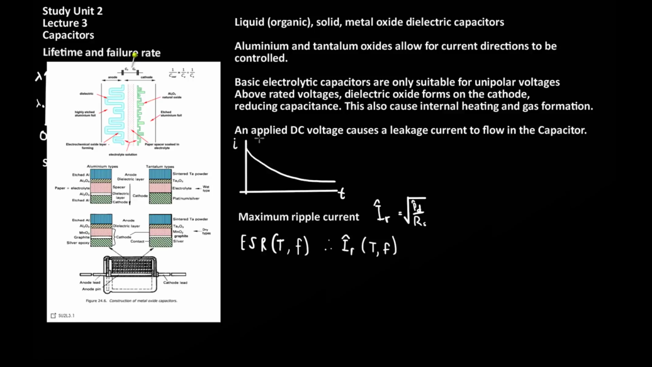Another property of capacitors is that an applied DC voltage will cause some leakage current to flow in the capacitor. Shown here is a graph of what typically happens with time. Once the capacitor has a voltage across its terminals, there will be some high leakage current, but as time progresses over minutes, this leakage current will decrease. The lower the leakage current, generally the higher the quality of the capacitor.